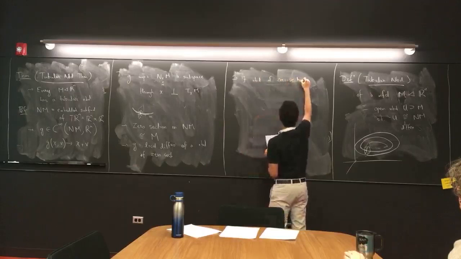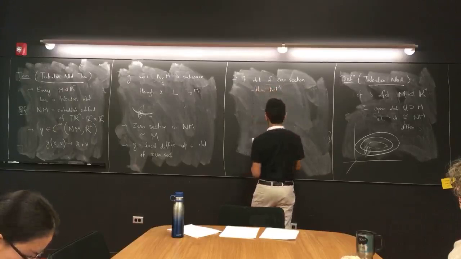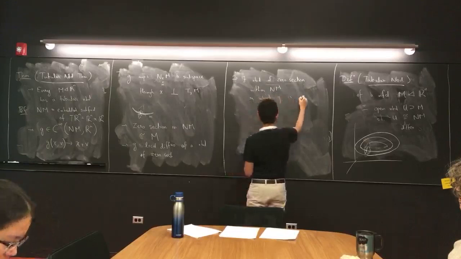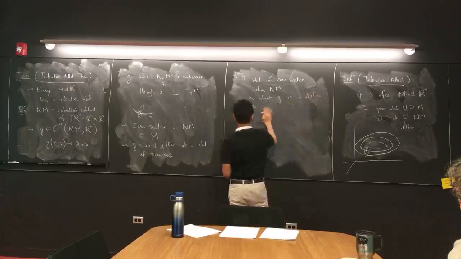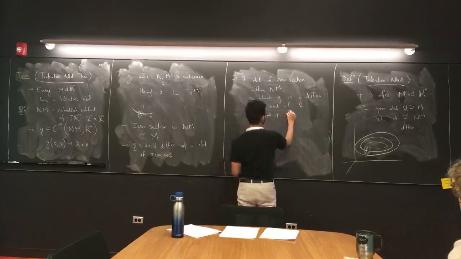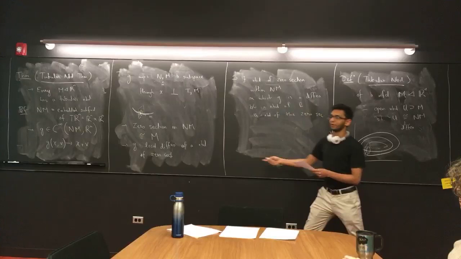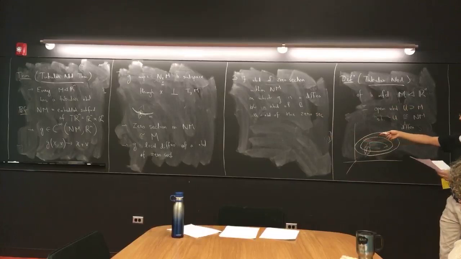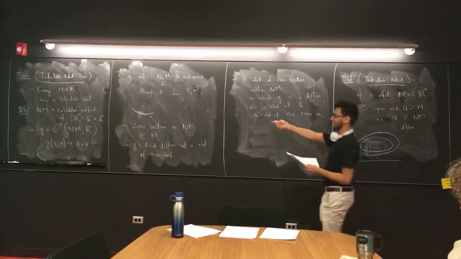within the normal bundle on which g is a diffeomorphism between a neighborhood of M and the neighborhood of the zero section. This basically just follows from the fact that g is a local diffeomorphism from the neighborhood of the zero section into some subset of R2n. Yeah, that's just the definition of local diffeomorphism.